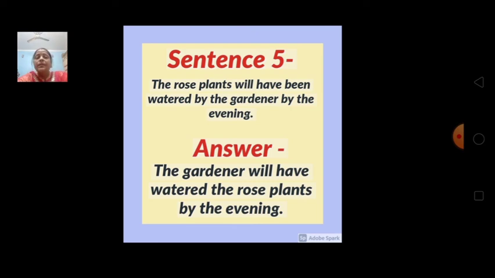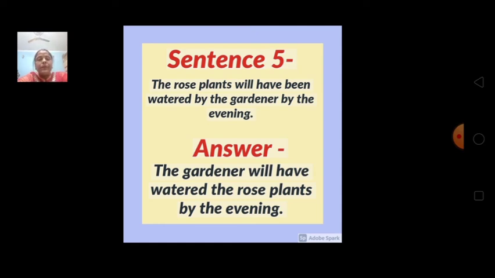Again the same thing, the doer will come first, the gardener. After that, we are going to put the helping verb and the main verb: will have. Been is only for passive voice, so we are not going to use it here. Will have watered. We will remove by. Then after watered, we will put the receiver here, the rose plants, and then the complement of the sentence, by the evening, meaning the extra added words in the sentence.